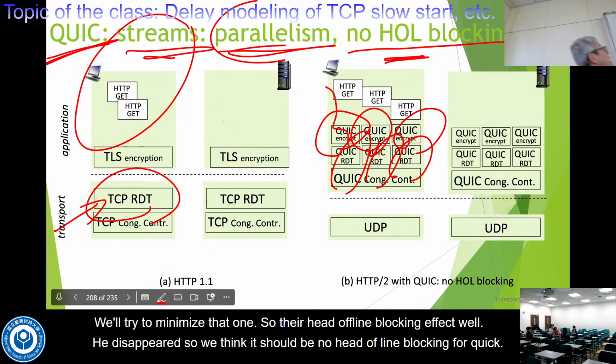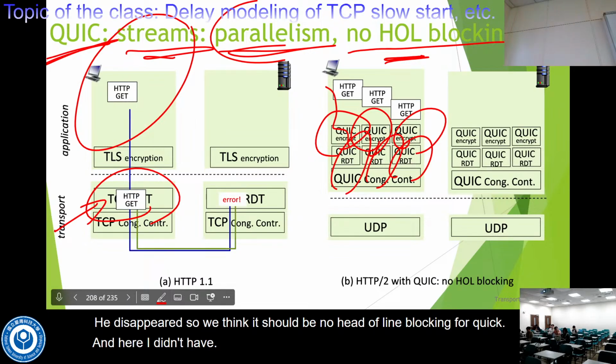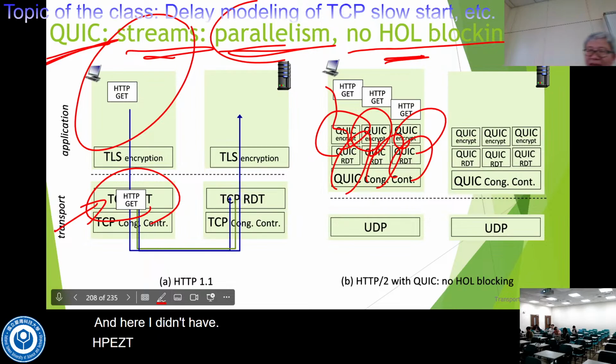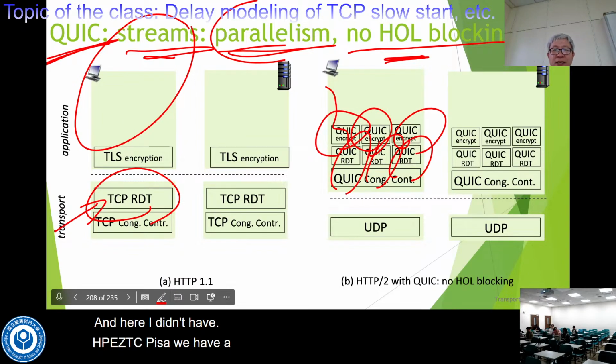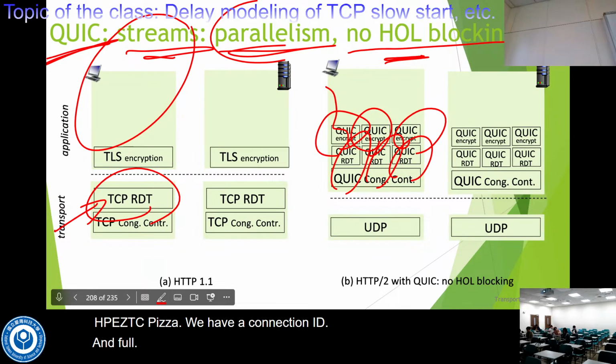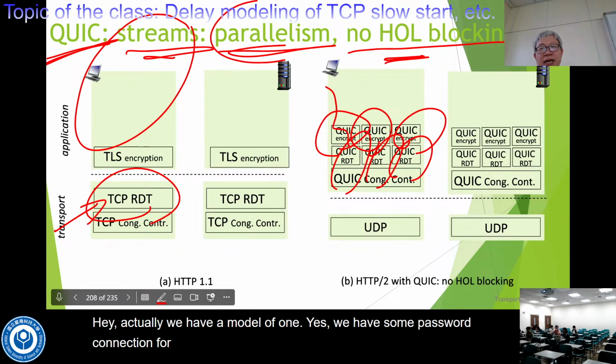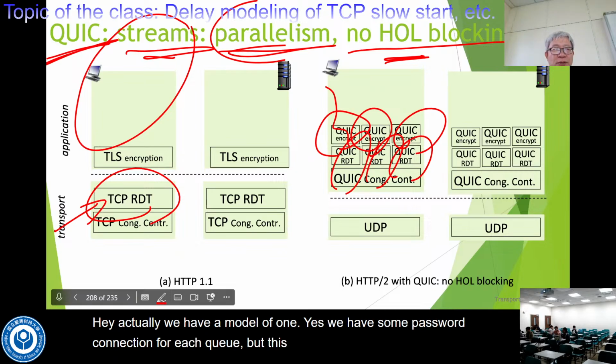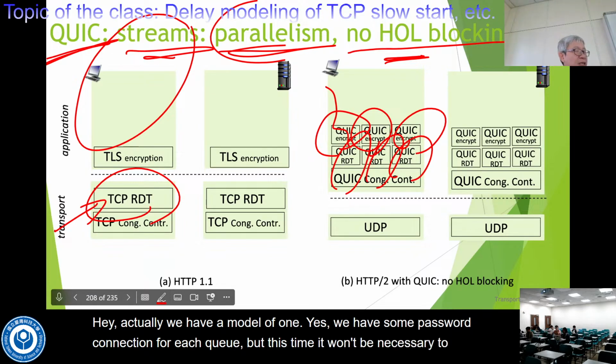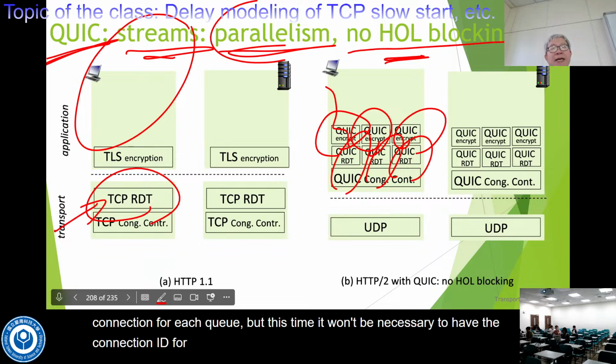And here, I already have HTTP using TCP, so we have a connection ID. And for QUIC, actually we have multiple ones. Yes, we have some possible connection for each QUIC, but this time it won't be necessary to have the connection ID for the TCP level.